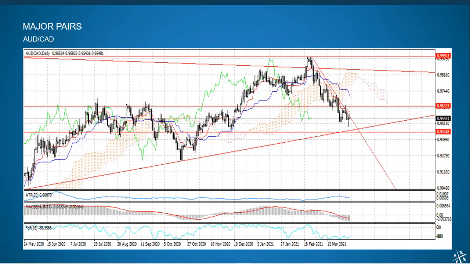With that, we move to pairs. Now we have the Aussie CAD breaking support, testing support, and continuing to head down. It's now in a downtrend, and I would think that with the Aussie weakness we've been seeing in the market, plus the Canadian strength, and there are many reasons why the Canadian should be strong, this one's a good candidate to trade all the way to the bottom.